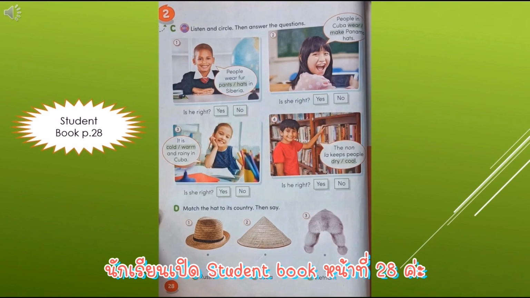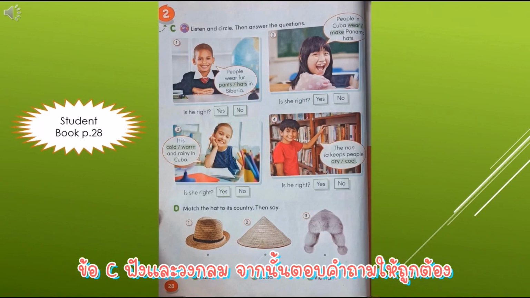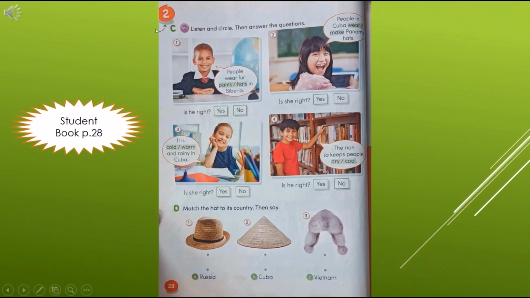Page 28. So, listen and circle, then answer the question. So you have here the highlighted words and you have to listen to the track and circle which one is the correct answer. And then you check if it's a yes or a no.